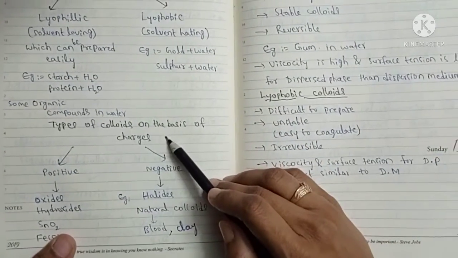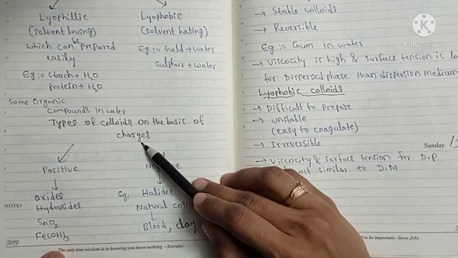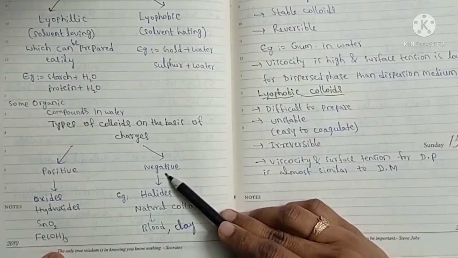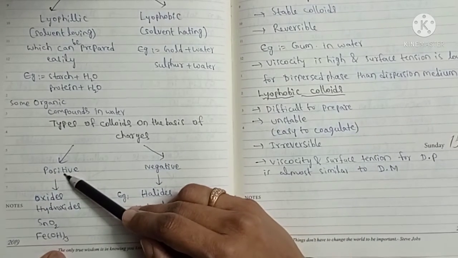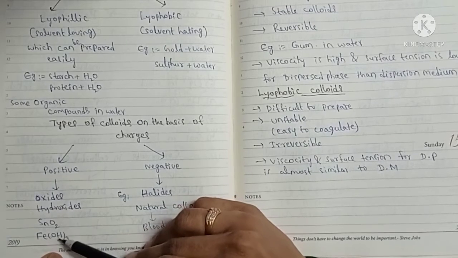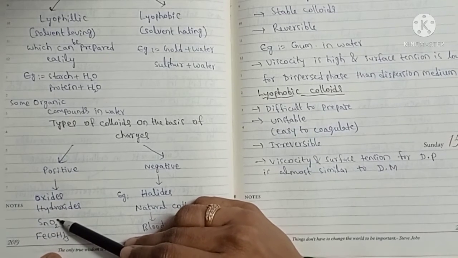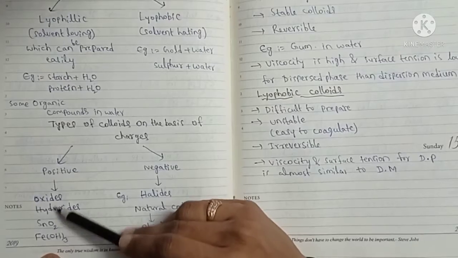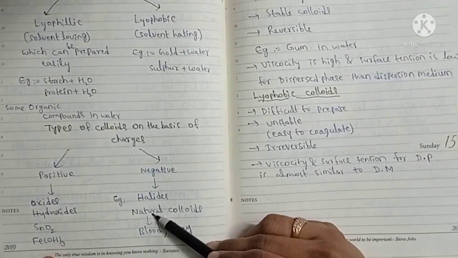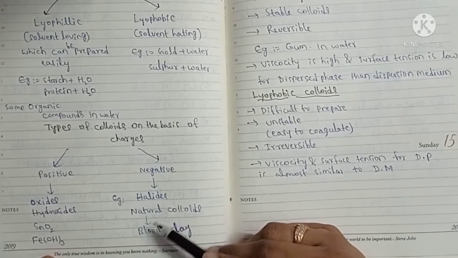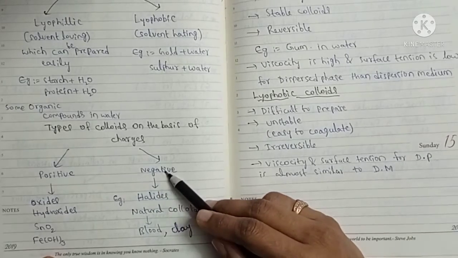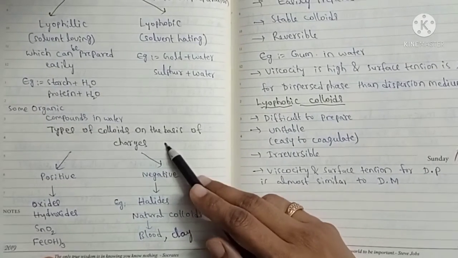Next, types of colloids on the basis of charges. They are classified based on charge into positively charged and negatively charged colloidal solutions. Examples of positively charged colloidal solutions are metal oxides and metal hydroxides, for example, tin oxide and iron hydroxide. These are positively charged colloids. And negatively charged colloids are halides and natural colloids, for example blood and clay in water. These come under negatively charged colloidal solutions. This is based on charges.